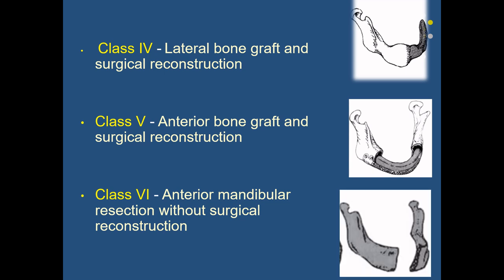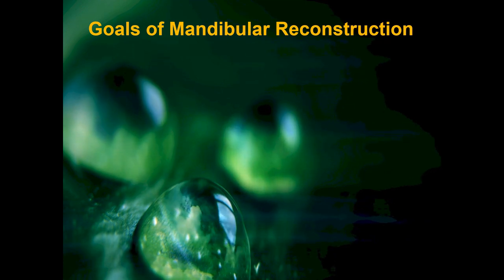So here the mandible is not restored surgically, so there is discontinuity. So these are the 6 classes under Cantor and Curtis classification of mandibular defects. Now let us discuss the goals of mandibular reconstruction.